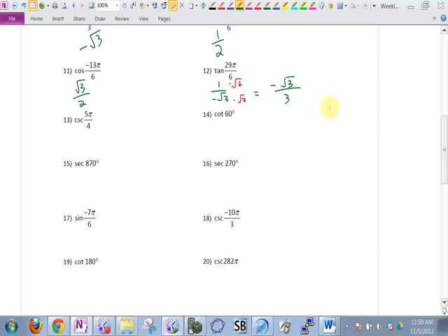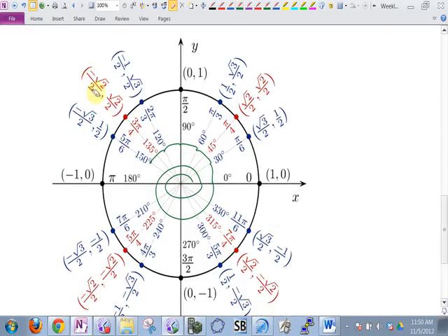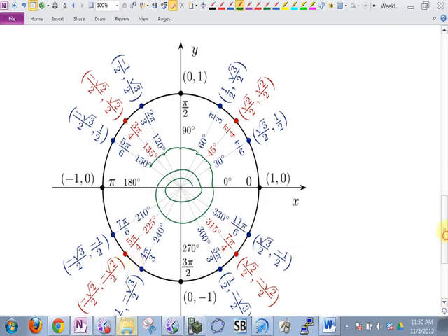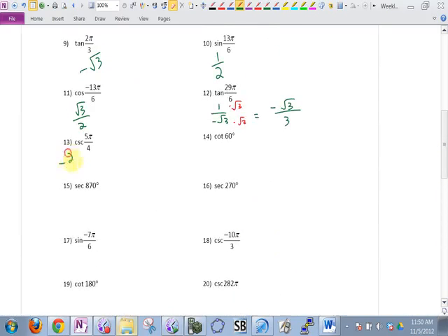Okay. The cosecant of 5 pi fourths. Cosecant is the reciprocal of the y coordinate, which if you got that wrong and did the reciprocal of the x, you would have actually still gotten that one right. So what's the reciprocal of negative radical 2 over 2? That is negative 2 over radical 2, which is just negative radical 2.